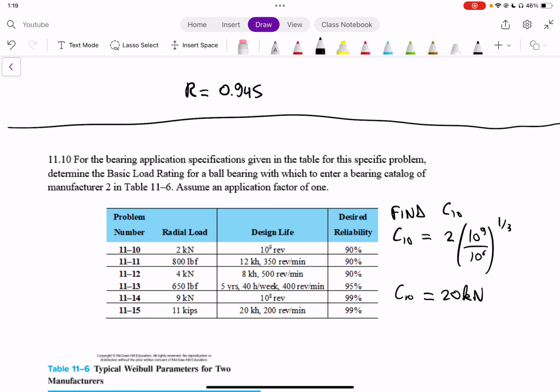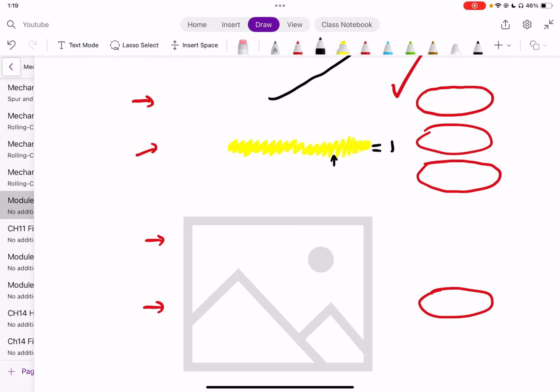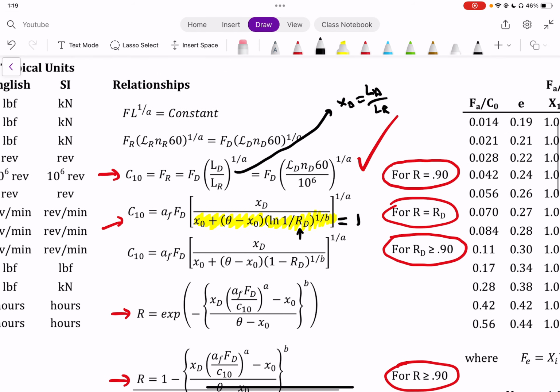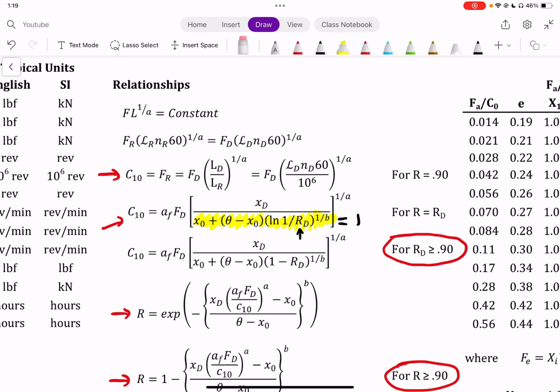And you can repeat this for the other problems. If you have a desired reliability that's other than 90%, you would use the long form of the equation. So you would go back to your formula sheet and you would use either this equation or this equation to solve for those values. So for reliability other than 90%, you could use either the second equation or the third equation directly.